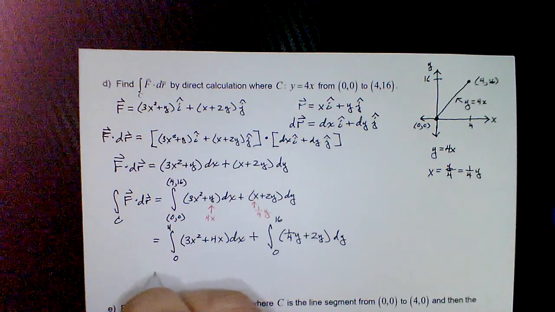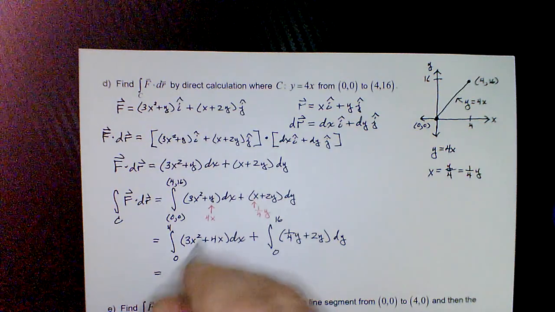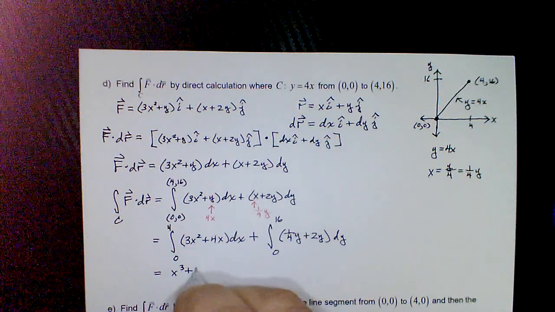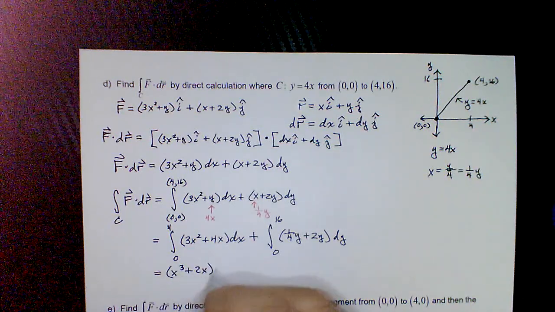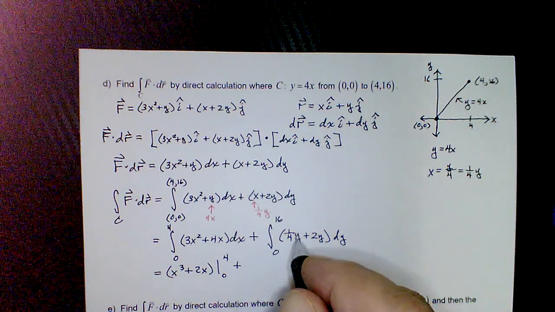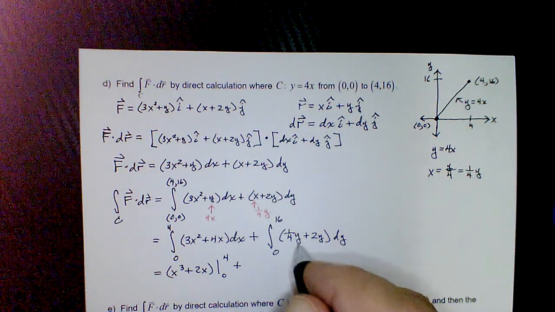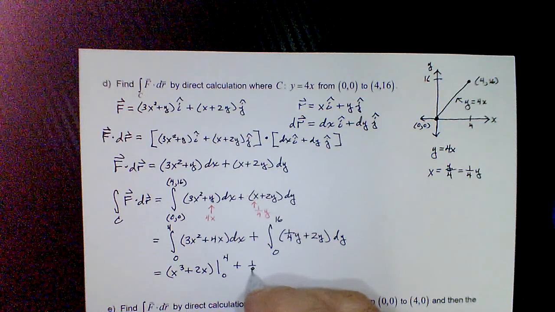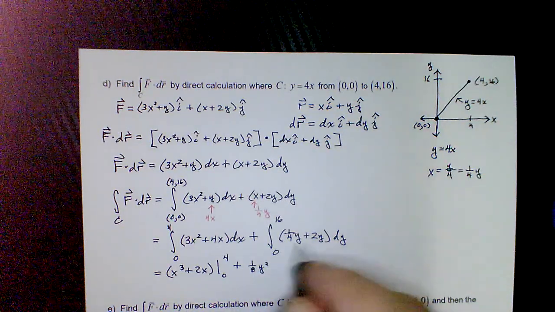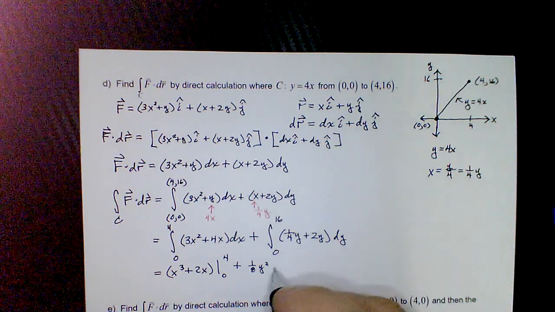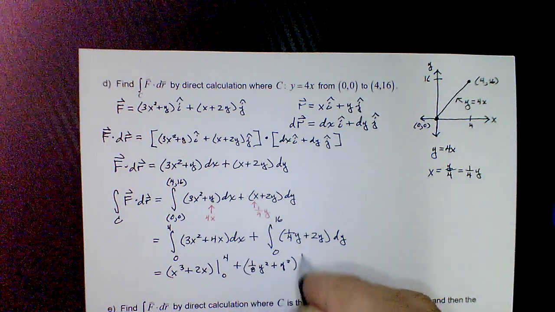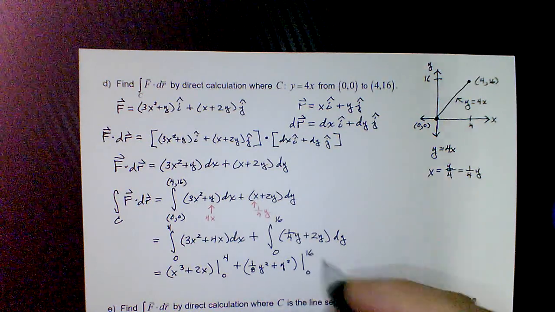So this becomes 3x cubed over 3, so just x cubed, 4x squared over 2, so plus 2x, evaluated from 0 to 4, and then plus, this becomes 1/4 y squared over 2, so 1/8 y squared, 2y squared over 2, plus y squared, evaluated from 0 to 16. I suppose I could have combined those.